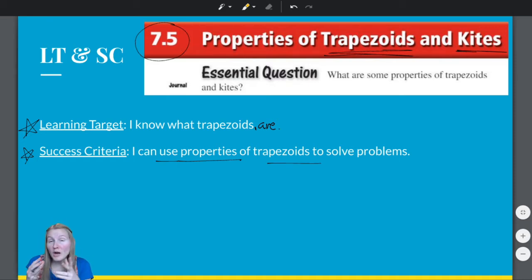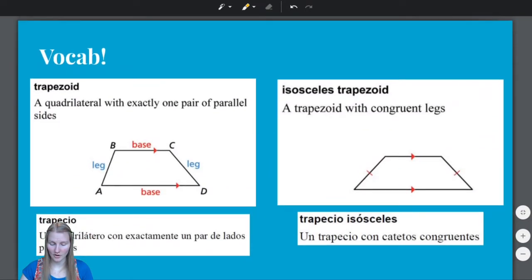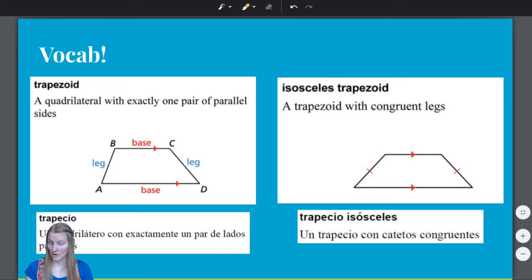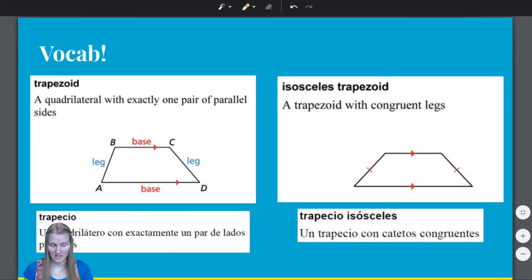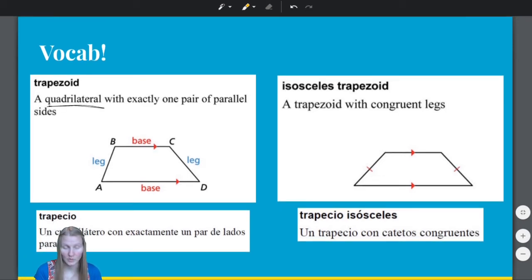So there's going to be two parts to 7.5. First part is going to be about trapezoids. Second part is going to be about kites. So today, what are trapezoids? How can we use their properties? All right, so let's start off with what is a trapezoid? A trapezoid is a quadrilateral, so it has 4 sides, with exactly 1 pair of parallel sides.